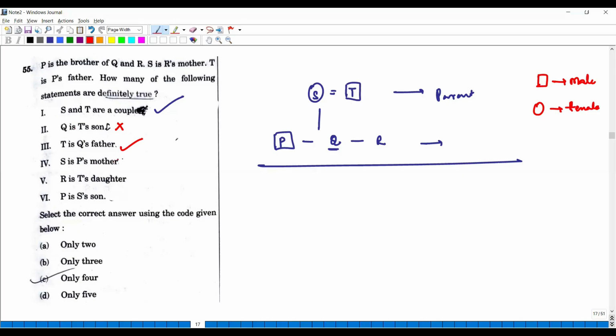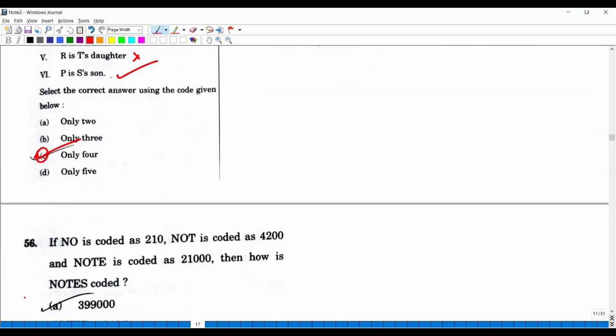S is P's mother. You can say that. R is T's daughter. For R, we don't know whether it is a daughter or son. P is his son. P is a son. So you can say that. So only 4 are correct. So it's a simple blood relation question.